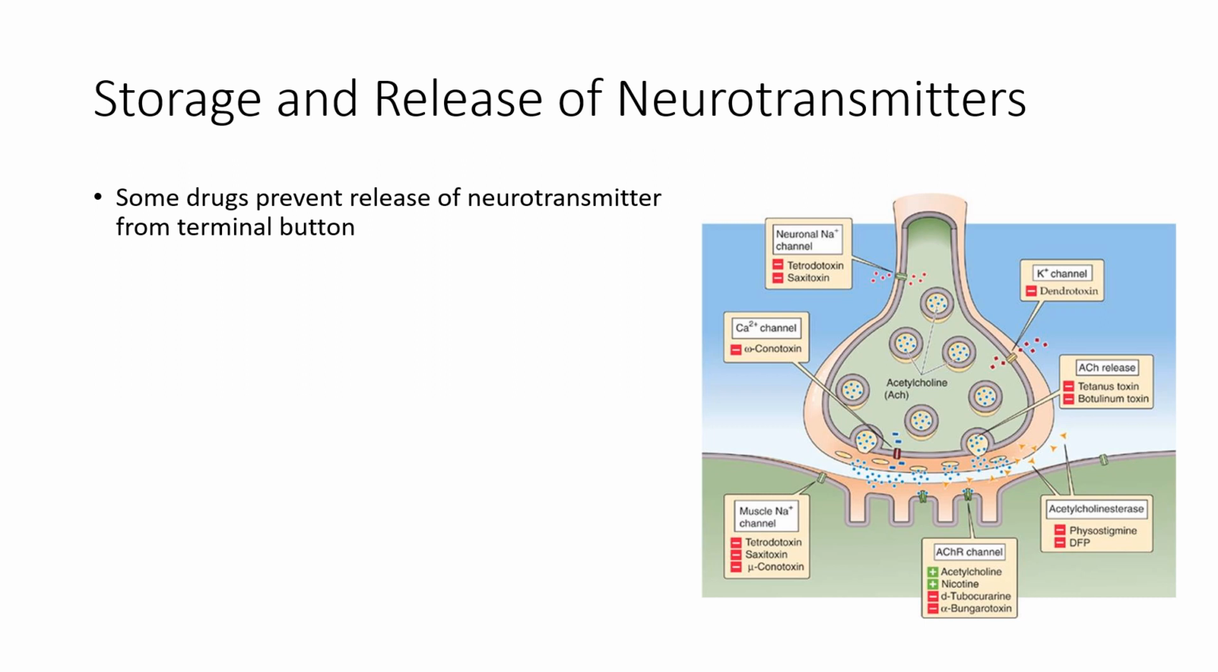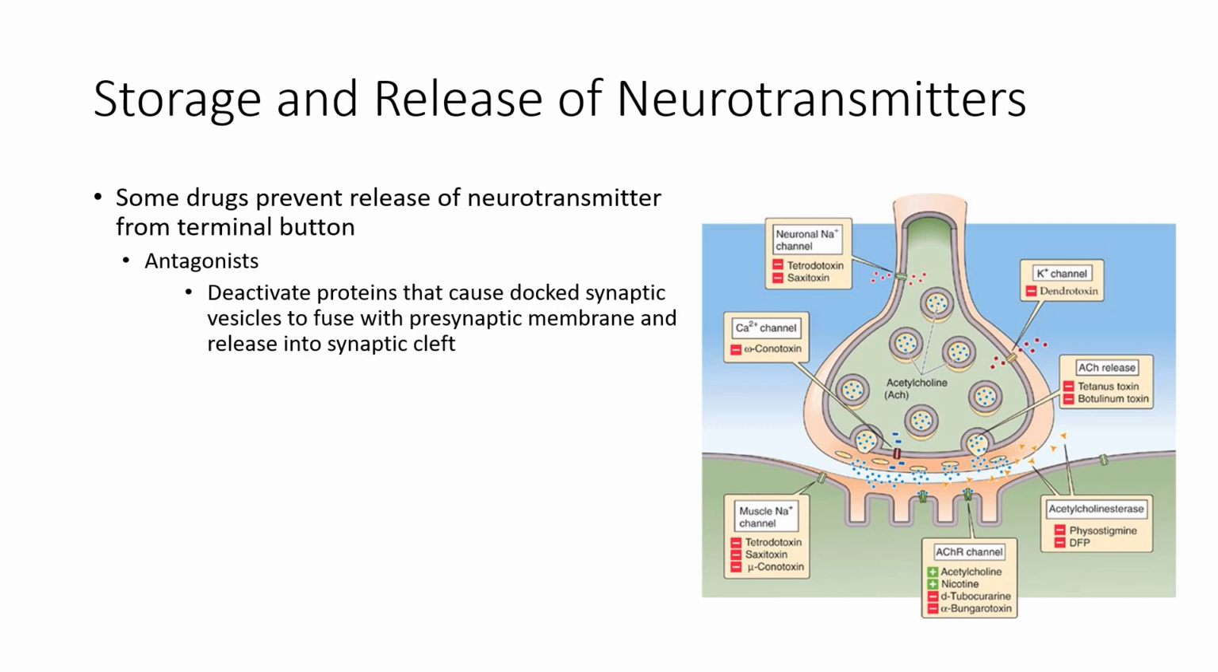Now, some drugs prevent the release of the neurotransmitter from the terminal button altogether. These are also antagonistic. Remember, they are impeding the process or inhibiting process. So what these do is deactivate the proteins that allow for cells to basically dock together. So they deactivate these proteins and basically the neurons don't fuse together. So there's no fusion between the presynaptic and postsynaptic membrane, and so then there is no release of any neurotransmitter into the synaptic cleft. So release of neurotransmitter just doesn't happen.